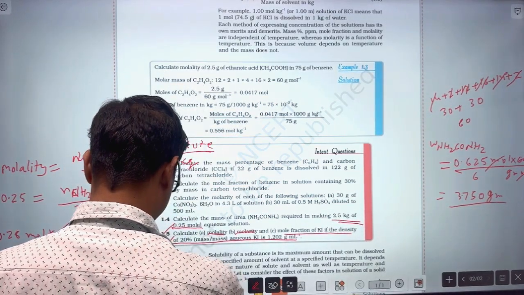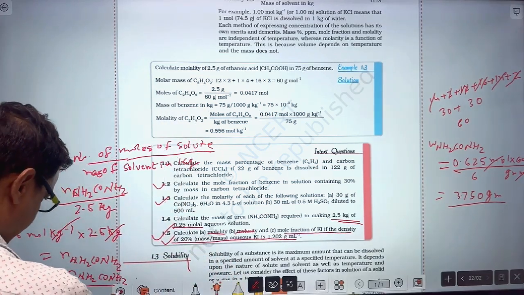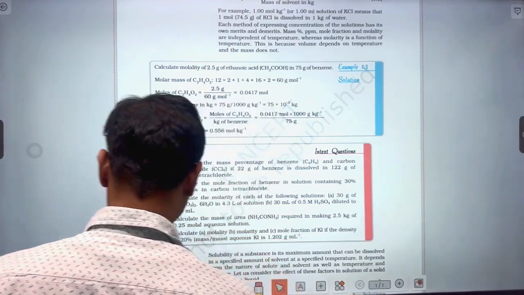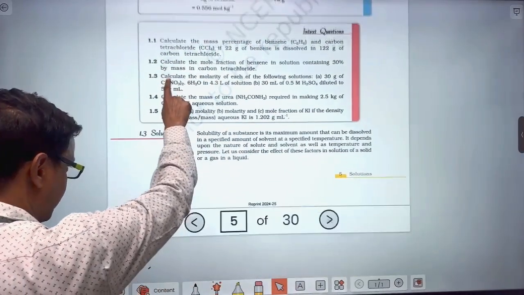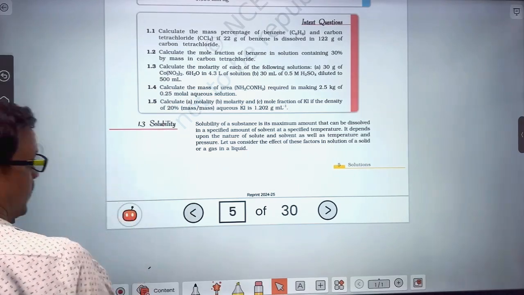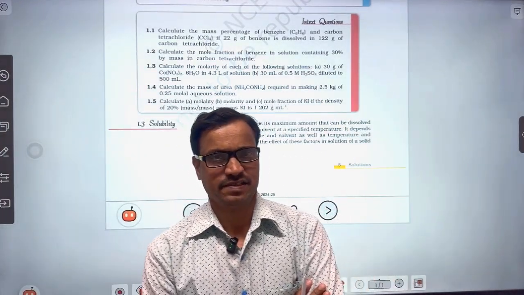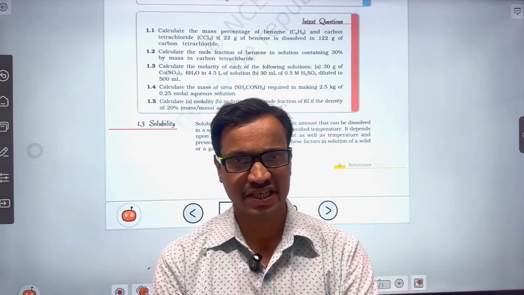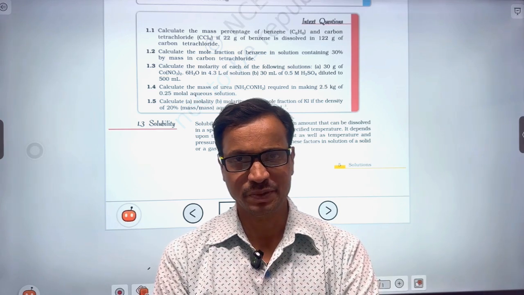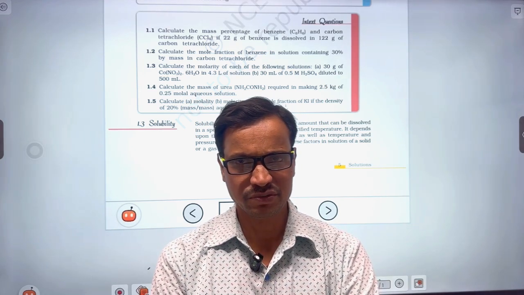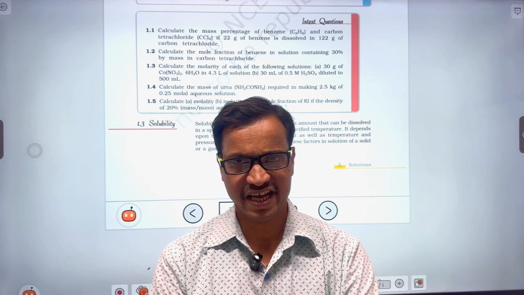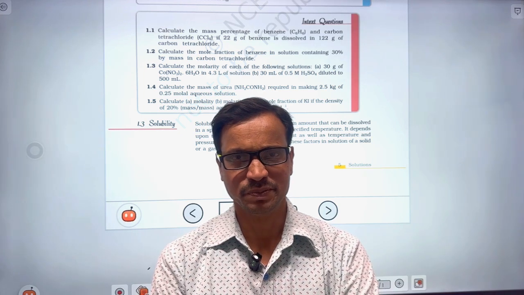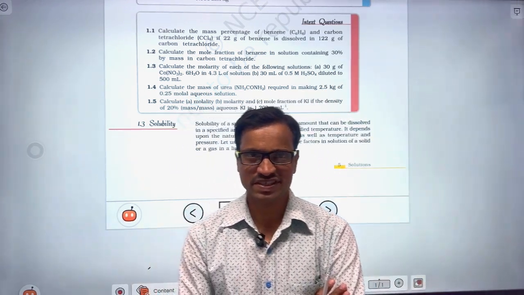Next one is solubility. So let's see about solubility. How to do solubility. What is solubility? Listen, solubility is the maximum amount of solute which can be dissolved in a given amount of solvent. That is called solubility. And what is saturated solution?